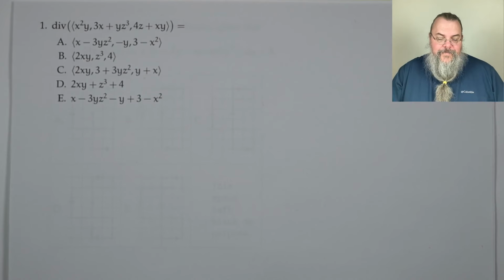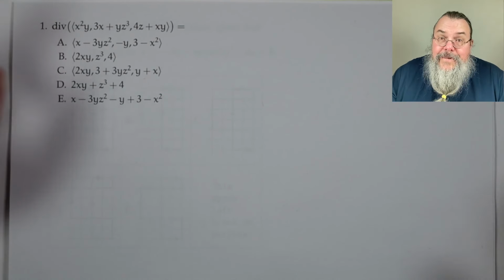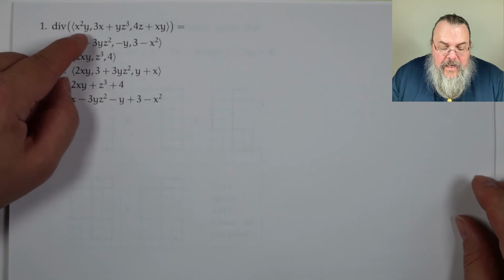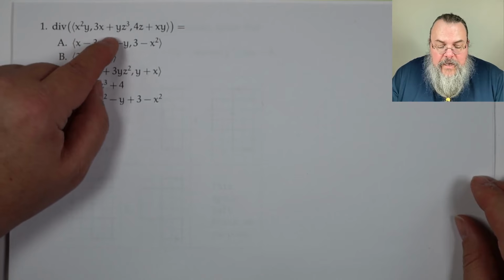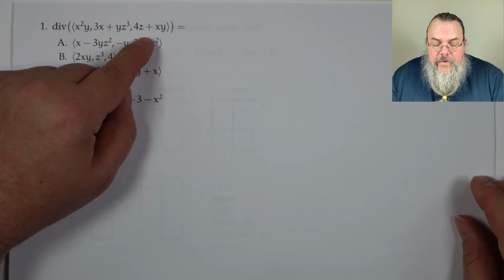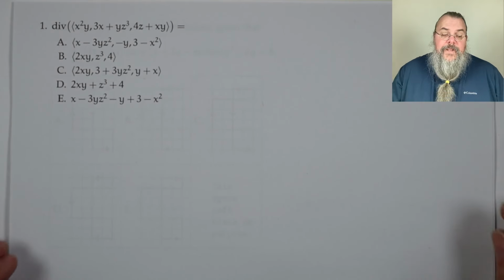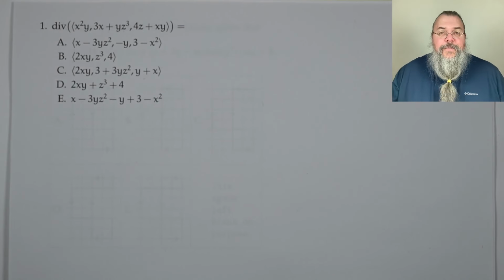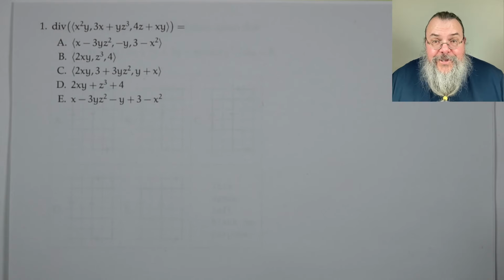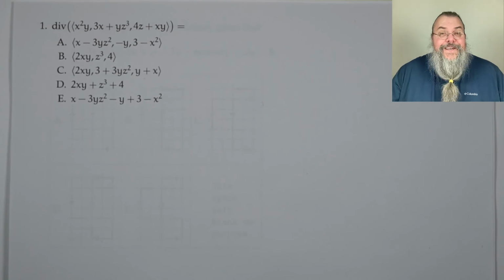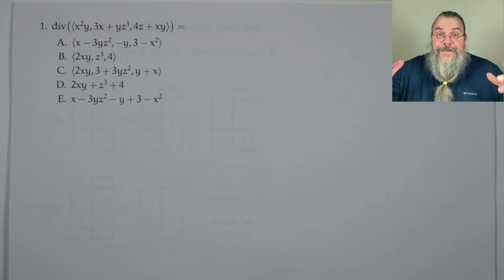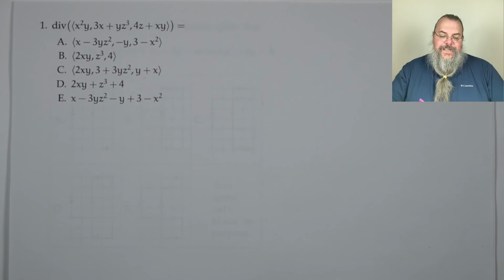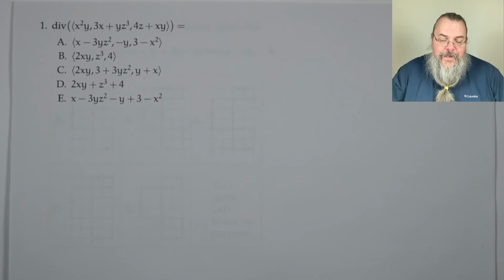Number 1. Find div. Now, div is short for divergence, and it gives us a vector valued function: x squared y, comma, 3x plus yz cubed, comma, 4z plus xy. Now, what do we do? Well, you hopefully know what div is, but even if you don't, you have a formula sheet. And pro tip, that has a lot of really good information. And so make sure you're ready.